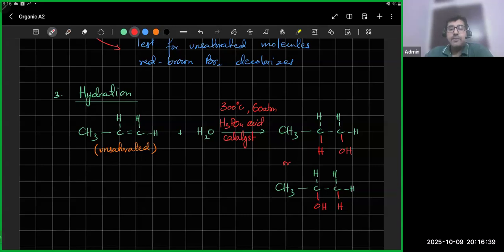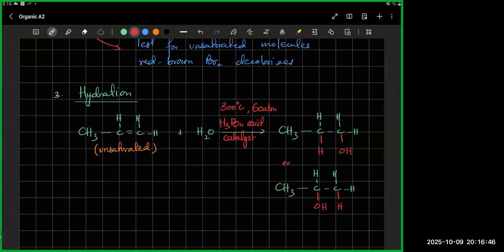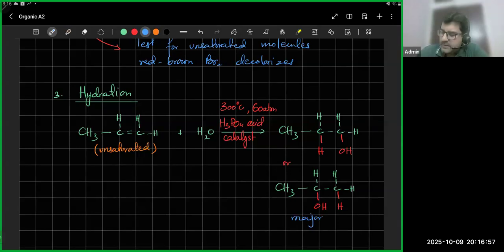Okay, that's done. Now the important thing is, tell me which one is the major product and which one is the minor product. So the one where the H is bonded to the carbon with more H's will be the major product. The second one is the major product. So this is your major product and the other one is our minor product. That's the Markovnikov's rule.